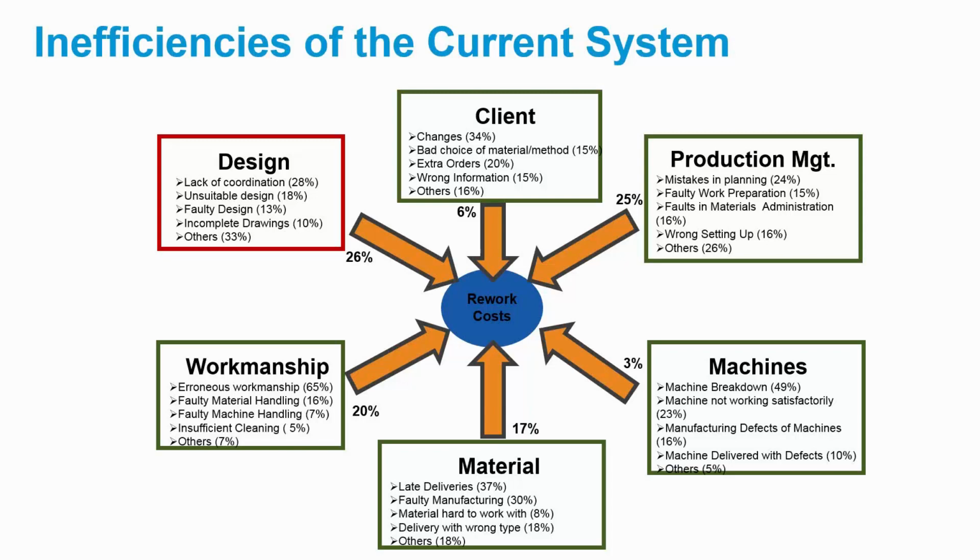As far as the client aspect is concerned, changes initiated by the client are reduced by 34%. Bad choice of materials and methods are reduced by 15%. So that amounts to about 6% reduction in rework costs. And of course, from a construction standpoint, production management is important because that's 25% of the rework cost, and mistakes in planning constitute about a quarter of that 25%. Faulty work preparation, 15%. Faults in material administration, 16%.